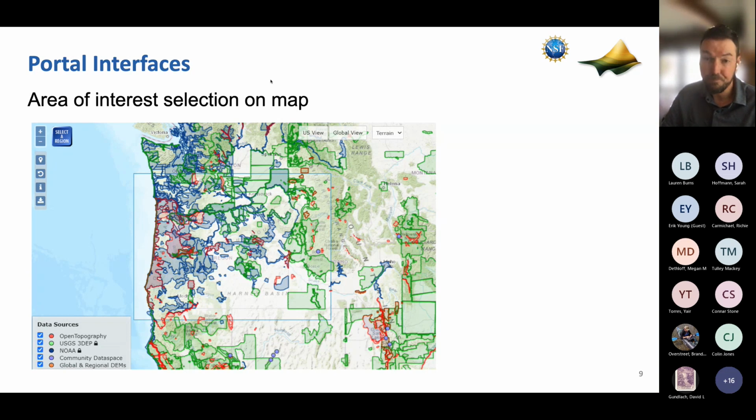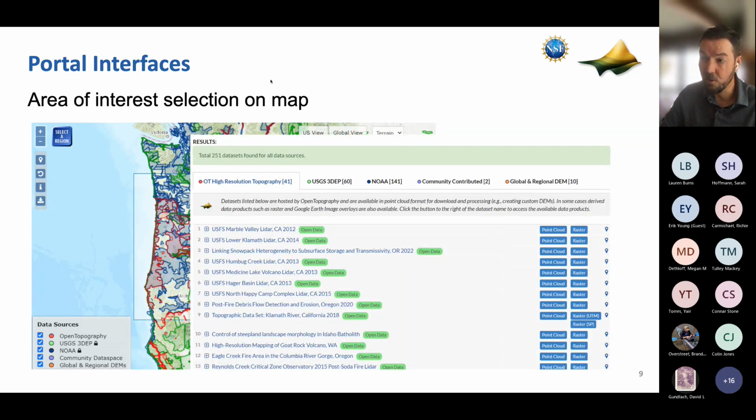You make a selection on the map, and the system comes back and says, here are the available data sets. They're organized into collections based on the colors that I showed you at the beginning of the presentation. So for this big selection over Oregon, there are 41 data sets in the OpenTopography collection, 60 in the USGS collection, 141 in the NOAA collection, and then a couple of data sets that have been uploaded by community members.